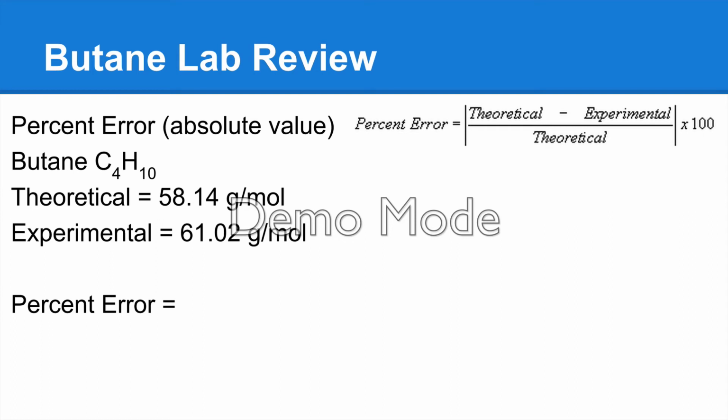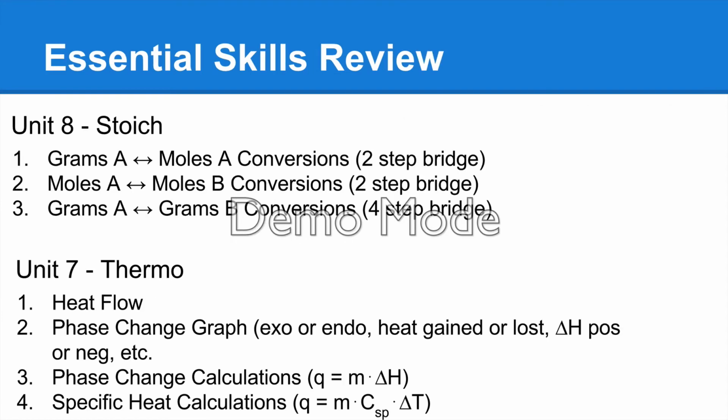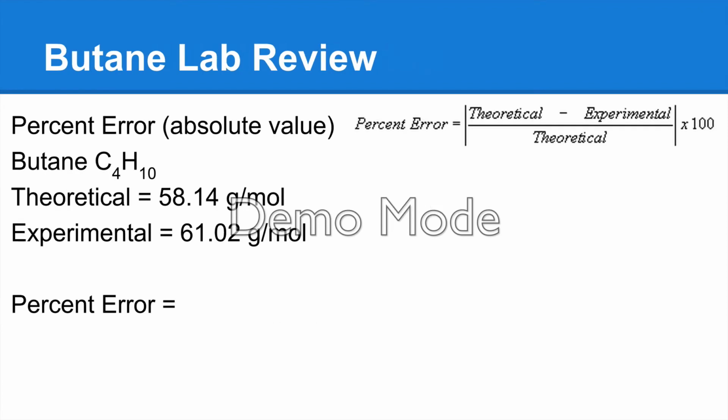To find percent error, it's theoretical minus experimental or experimental minus theoretical, divided by theoretical, absolute value. So it doesn't matter if it's negative, you're going to make it positive, times 100. And if you do this calculation, I'll stop for a moment to see if you can get the right answer. Okay, if you checked it, hopefully you should get 4.95%. Somehow I didn't put it on there. 4.95%, so I'll make sure I get it on there.